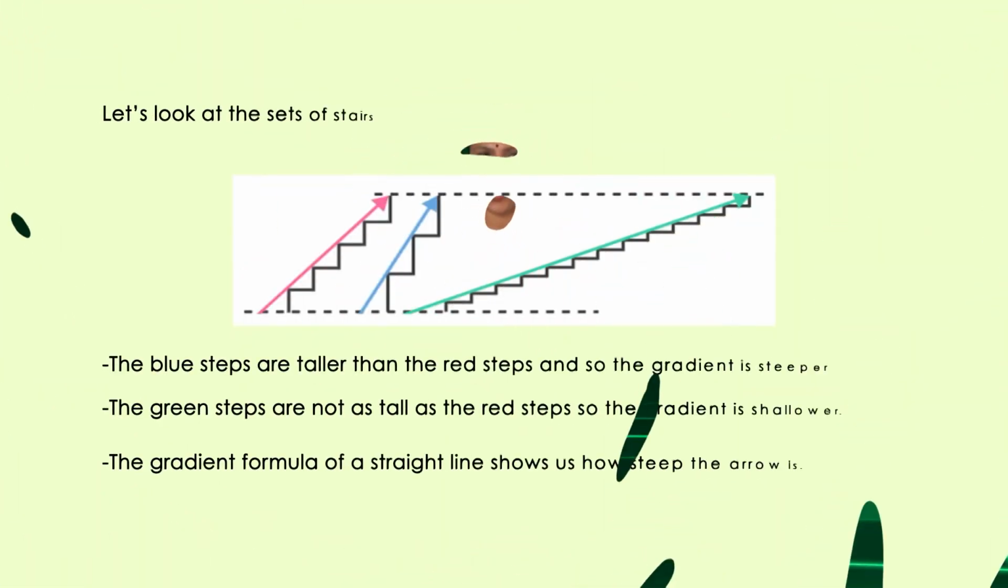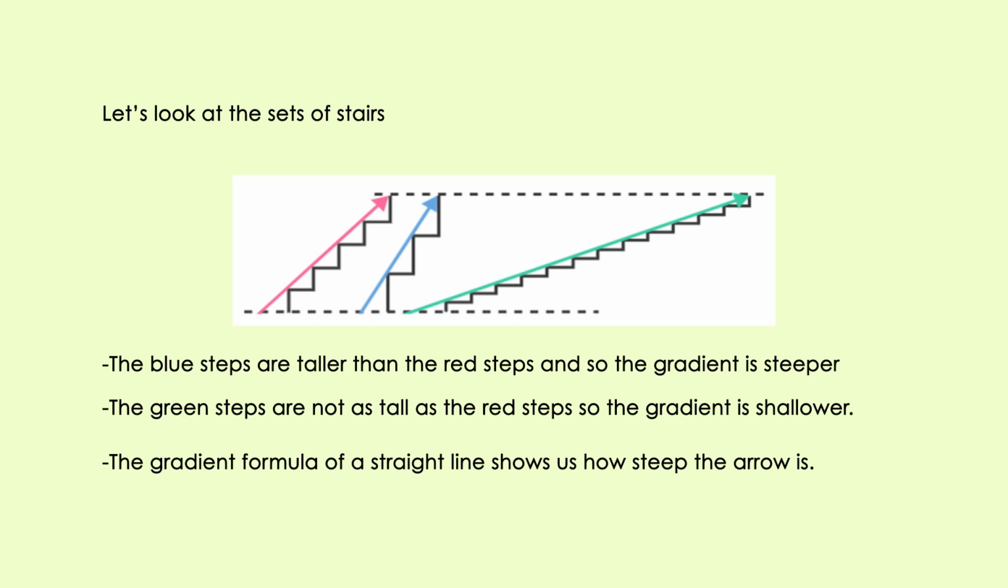Let's make a generalization for the gradient of the straight line. Imagine walking up a set of stairs. Each step has the same height, and for each time you move, you can only take one step forward. If the steps are taller, you will reach the top of the stairs quicker. If each step is shorter, you will reach the top of the stairs more slowly. Confusing? Alright, let's have a look at sets of stairs to understand this better.